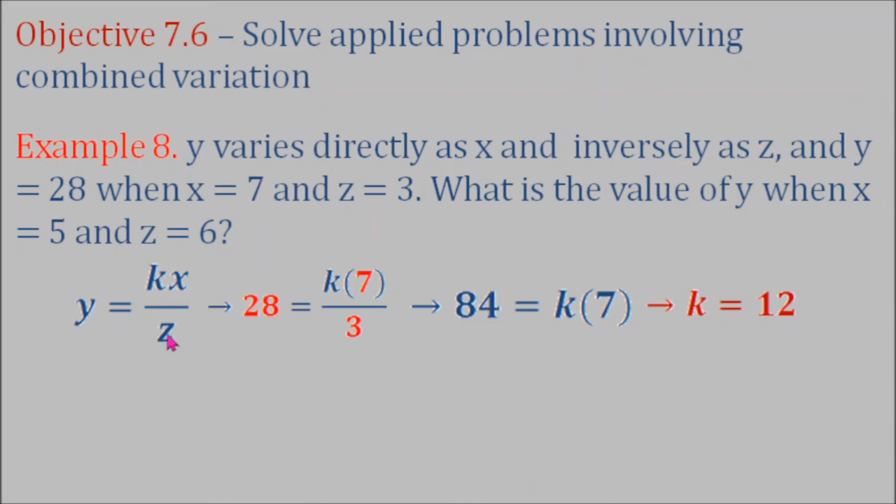Now going back to our original equation, we will substitute 5 into this x and then 6 into this z. And we are going to use 12 for our k. So that means we have y equals 12 times 5 divided by 6. 12 times 5 is 60, divided by 6, that's 10. So this is our answer.